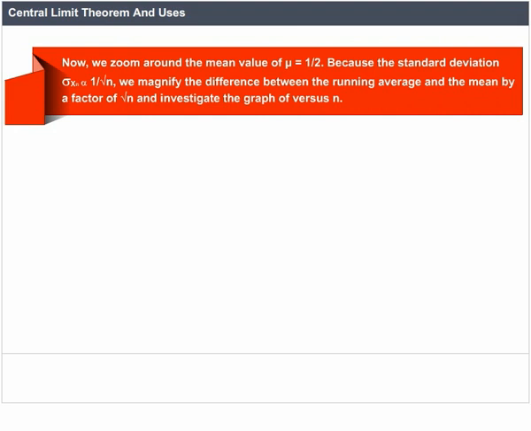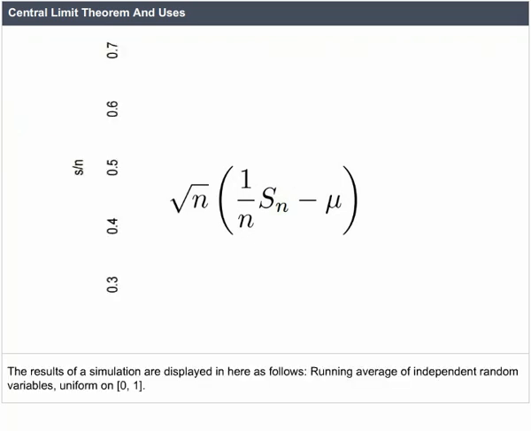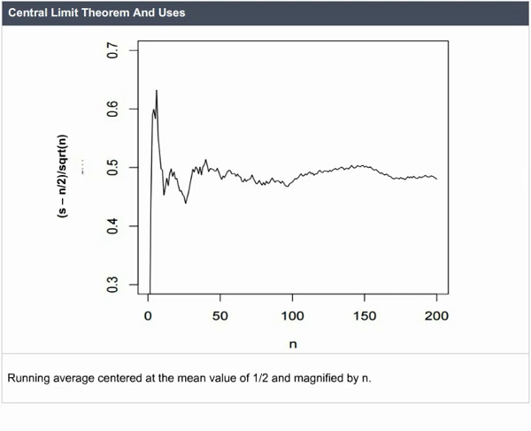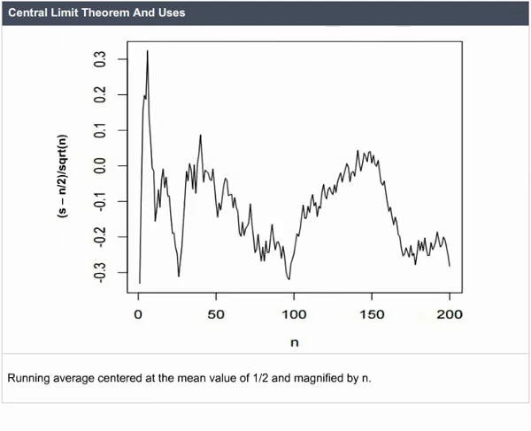We magnify the difference between the running average and the mean by a factor of square root of n and investigate the graph of square root of n times (1 by n S n minus mu) versus n. The results of a simulation are displayed here as follows: running average of independent random variables uniform on 0, 1, centered at the mean value of 1 by 2 and magnified by square root of n.